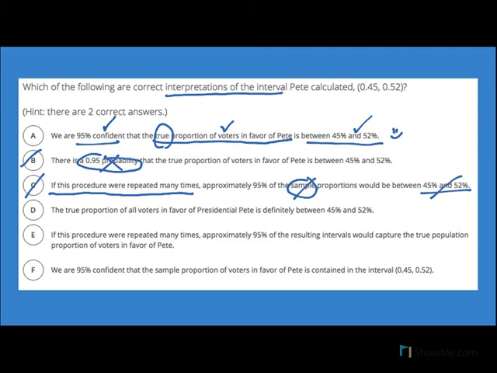Answer choice D says the true proportion of all voters is definitely between, so they didn't include the confidence level. Not definitely anything. Answer choice E, if this procedure were repeated many times, approximately 95% of the resulting intervals would capture the true population proportion. This is correct. It is not technically an interpretation of the interval, so if this were, we would choose A and not E. But this is also correct for the confidence level.